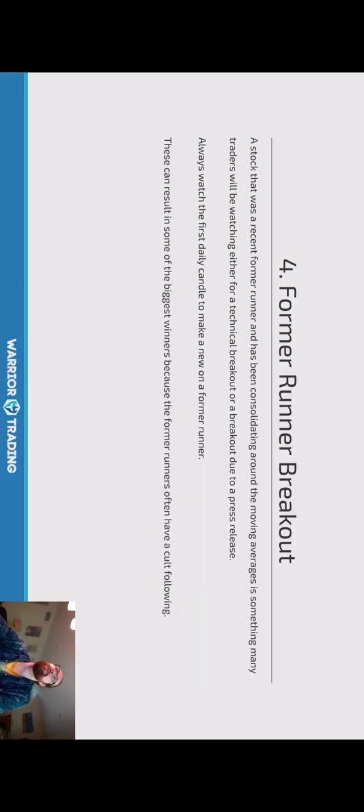Former runners. All right, so a stock that was a recent former runner, which is the case with GNUS, which we've looked at a couple times. If this stock all of a sudden comes out with really good news a few days from now, we may see a squeeze on it from 7 or 8 back up towards 10, 11, 12. We may see that type of big move. It's certainly possible. So it's definitely something to keep an eye on when you see something that was a former runner that now has news or is on the gap scanner squeezing higher.